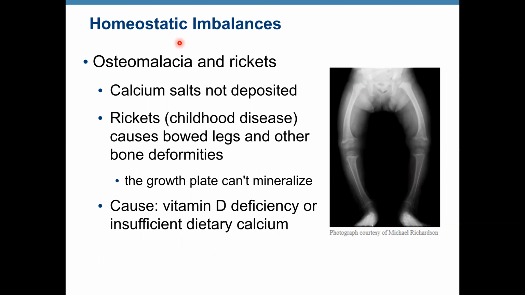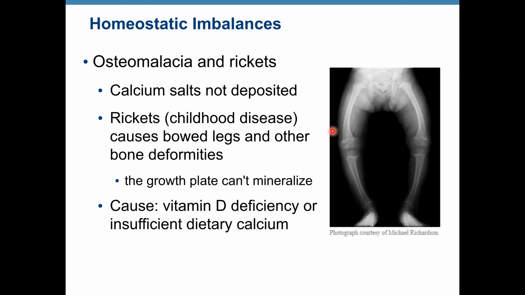And we're going to finish up with some homeostatic imbalances, osteomalacia and rickets. Those are problems with calcium salt deposition into bony matrix. The difference between them is that rickets is a childhood disease. And because the young person is still growing, if he or she has this rickets disorder, then they're growing, getting bigger and heavier, and all this weight puts lots of pressure on their legs.